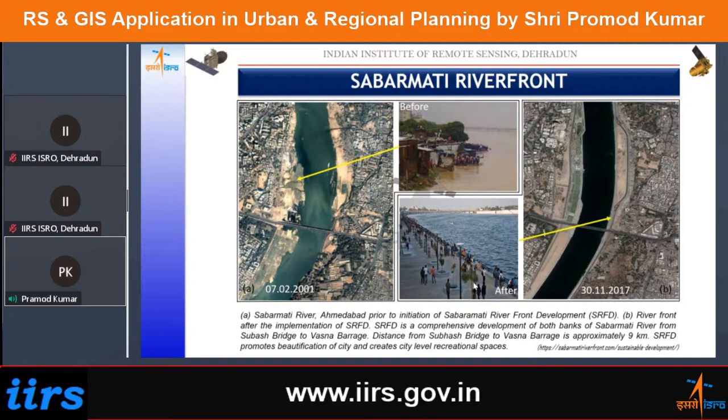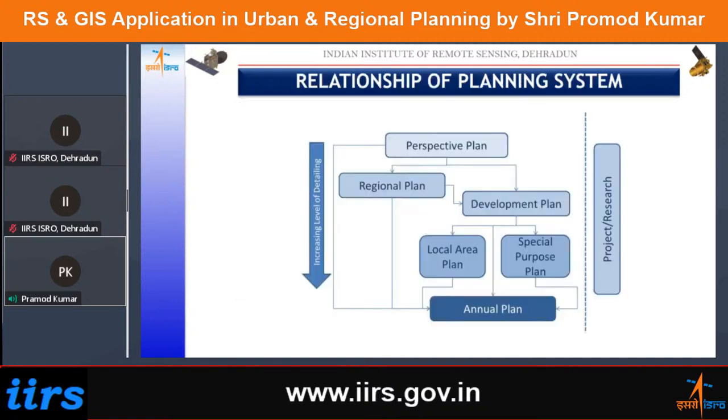Now, with this background, let me move on to how such kind of data can be used for urban planning. Typically, when you go to any planning system, we start with the perspective or regional plan, then the development plan, the local area plan, and the special purpose plan. That's how, with the increasing scale, the information extraction is desirable, and how the plans are prepared at the national or regional level or at local level.